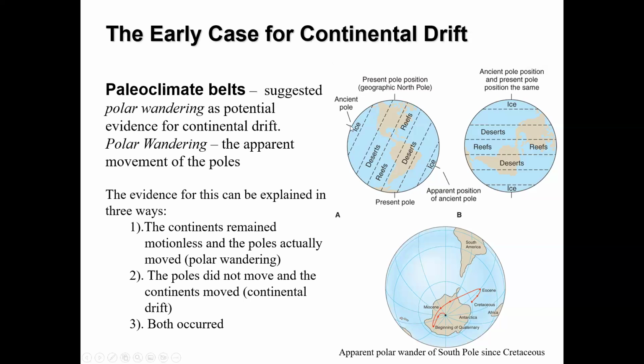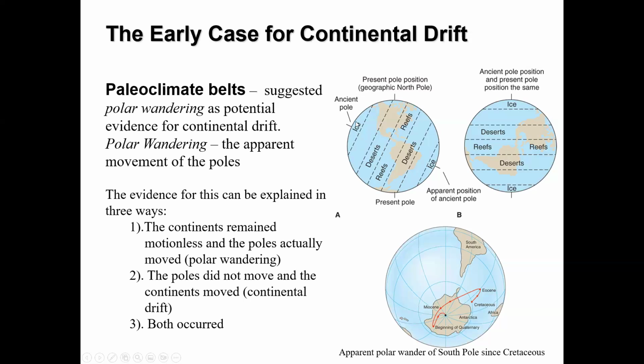So using these paleoclimate belts, we can look at how those would have been generated and why they differ from our present day location. We have what's called polar wandering as an idea to explain these climate belts and the offset from our present day climate belts. Polar wandering is the apparent movement of the poles. So here, this is showing an apparent polar wander.